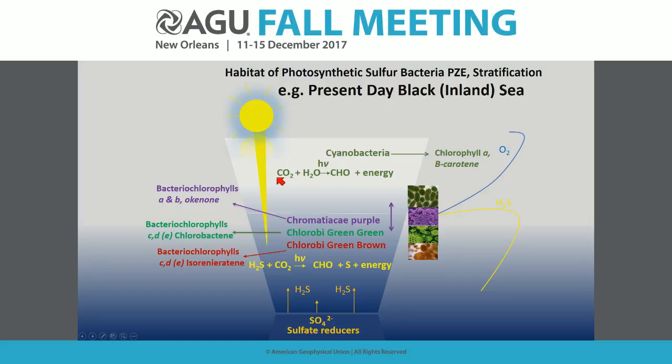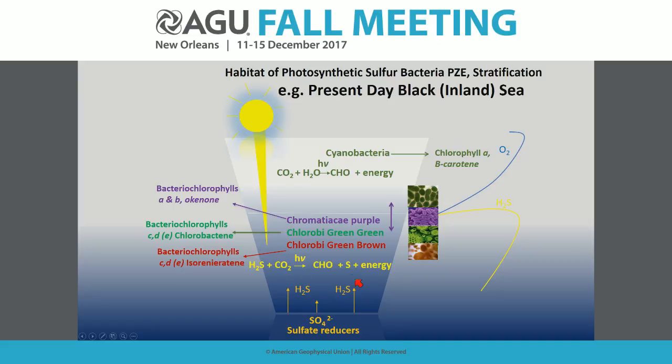Moving to the second part of the results, I just wanted to introduce you to the habitat of photosynthetic sulfur bacteria, which are indicative of photic zone euxinic conditions and stratification conditions that occur in the modern-day Black Sea. We have here a stratified water body, hydrogen sulfide is high at the chemocline where there's low oxygen levels, and purple, green, and green-brown sulfur bacteria can quite happily live here, utilizing H2S as an electron donor in photosynthesis and capturing it at longer wavelengths of light.